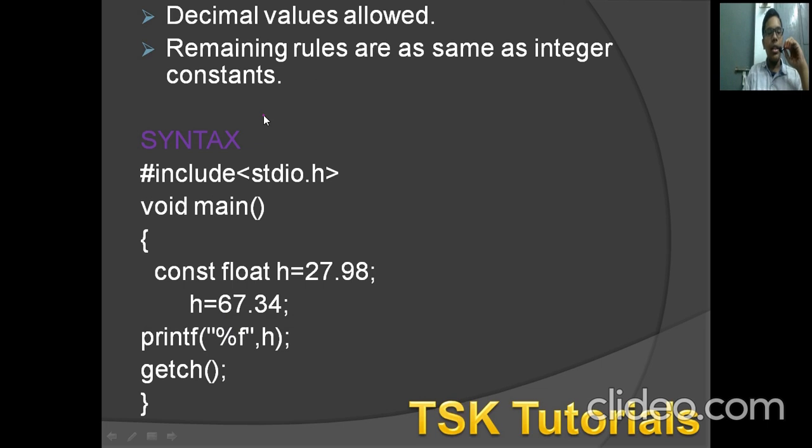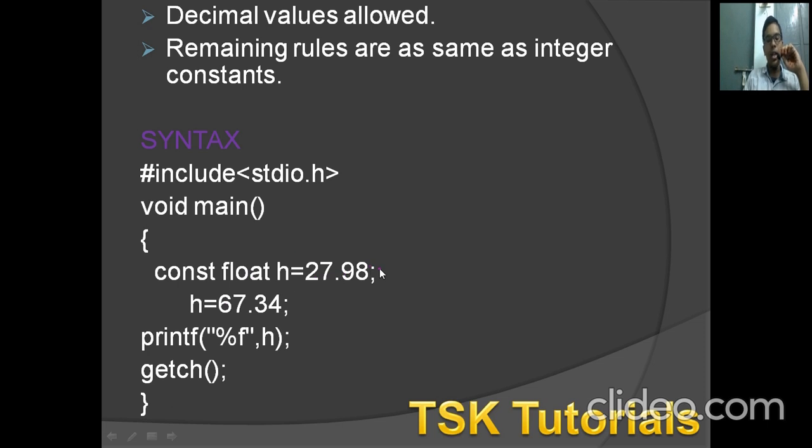Like we discussed earlier, the syntax of the decimal constant or the real constant consists of the header file, braces, and we have to declare the constant. I am storing the value as float. I have told you earlier, I have to give the data type stored in the particular variable in the C program. As it's a decimal, the predefined type is float. I am declaring the variable h, and I am storing the value 27.98.